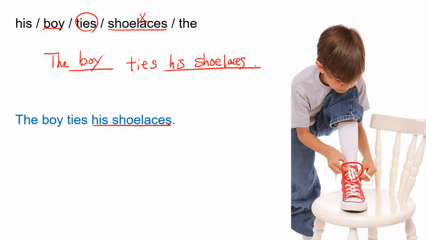Okay, here. First of all, you need to say ties. So this S sounds like Z. Ties. His shoelaces, just the same. Cancel S. His shoelaces. The boy ties his shoelaces. You don't have to say his shoelaces. Say his shoelaces. The boy ties his shoelaces.